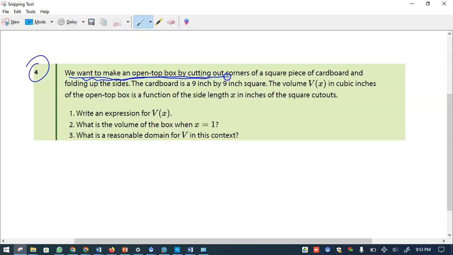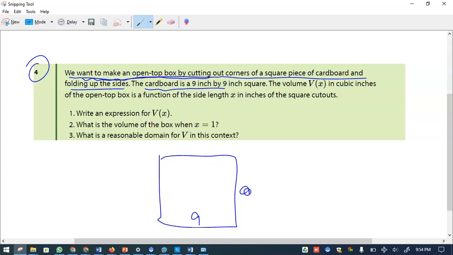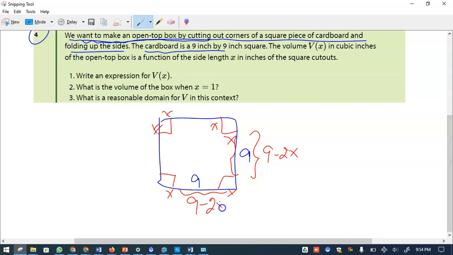You want to make an open top box by cutting corners of a square piece of cardboard and folding up. The cardboard is 9 by 9, so there is a cardboard which is 9 inches by 9 inches, and you're going to cut off squares of side length x. So when you do this, this will be 9 minus 2x. We're cutting off squares at each corner of side length x. So the length and width are both 9 minus 2x, and you can have a box there.